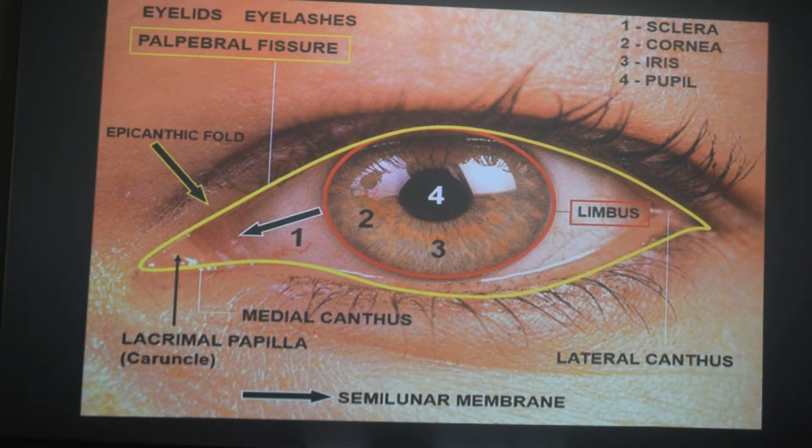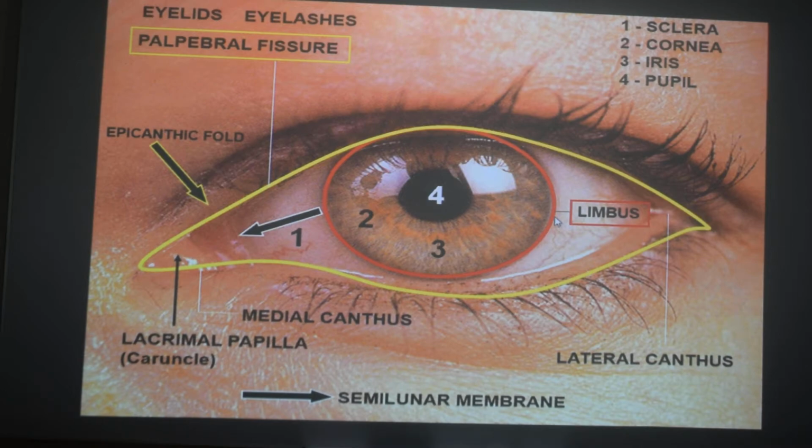So conjunctiva is a transparent membrane which is attached over the anterior surface of the sclera, and it is also reflected over the inner surface of the lids. But it does not cover the cornea. So at the limbus, you would have the conjunctiva finishing.